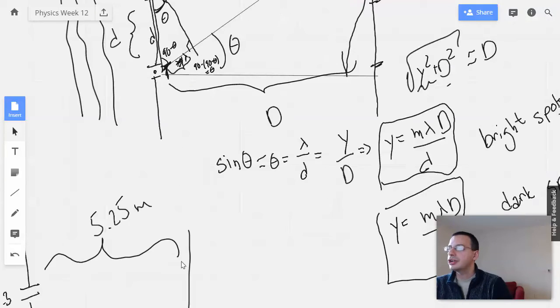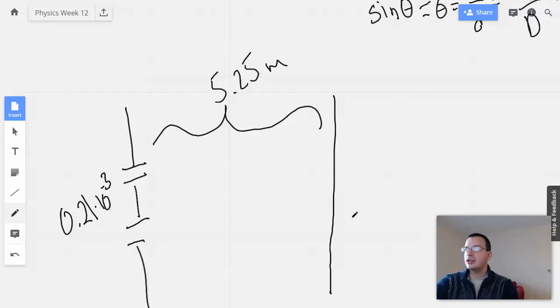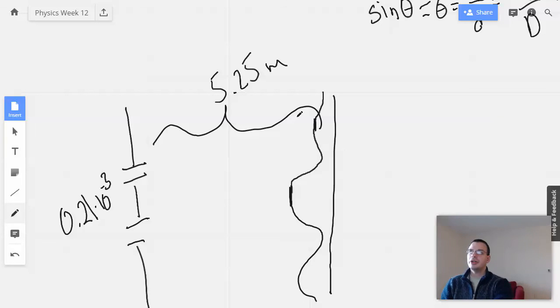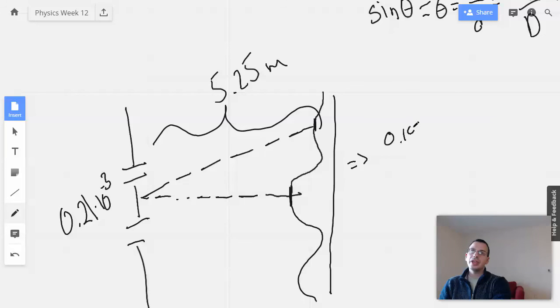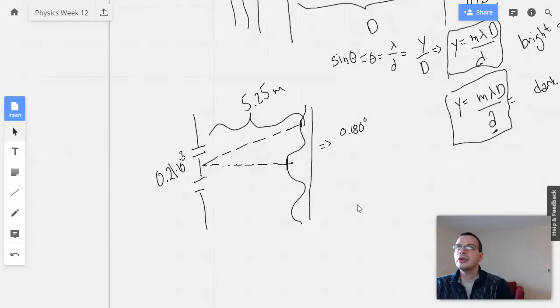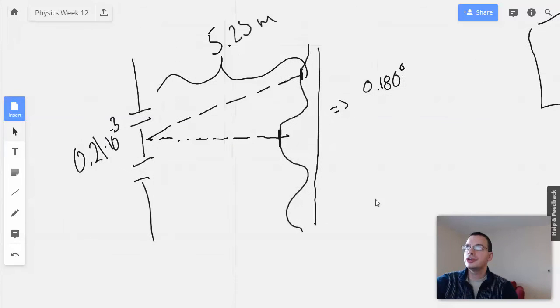Okay. So now I'm going to draw the interference pattern. The interference pattern is strong in the middle because we get positive interference. And then we're going to have a minimum and then another maximum. And then I can do the same on this side, but I don't care. And it's saying that this angle right here is 0.180 degrees. Okay? So I'm going to use trigonometry.